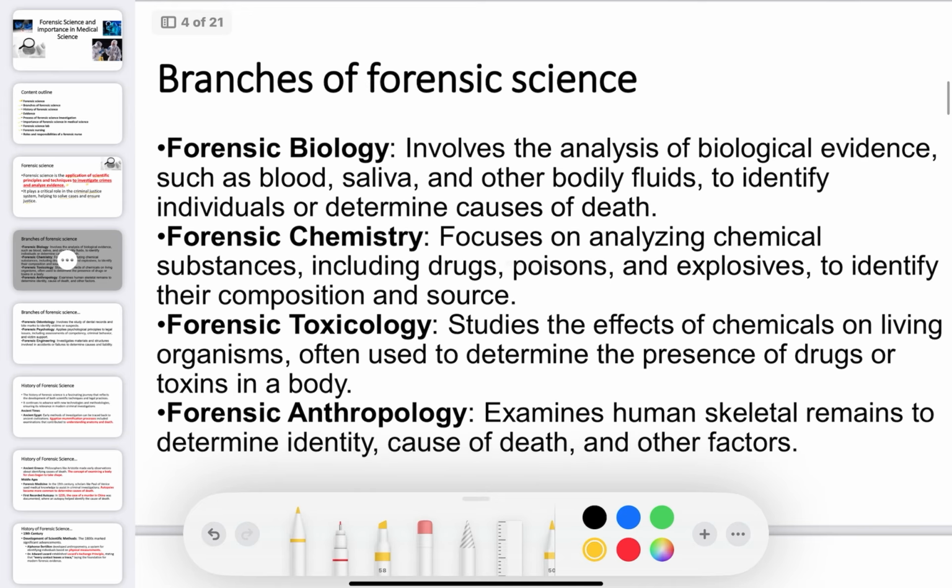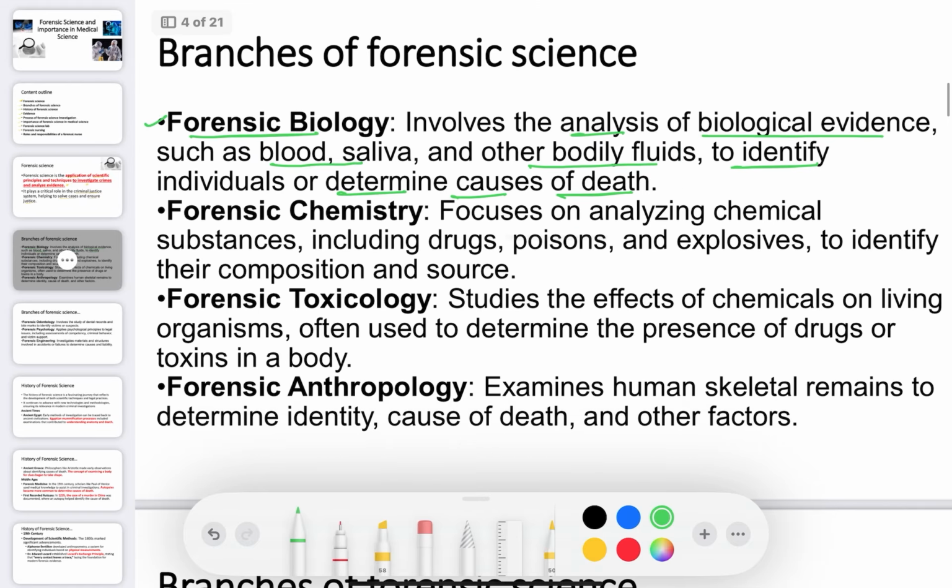Now coming to branches of forensic sciences. There are many branches of forensic sciences. First one is forensic biology. Forensic biology involves the analysis of biological evidences such as blood, saliva, and other body fluids, and it mainly deals with DNA. Because of DNA, it helps to determine the cause of death, to find out paternity, and to identify the victims.